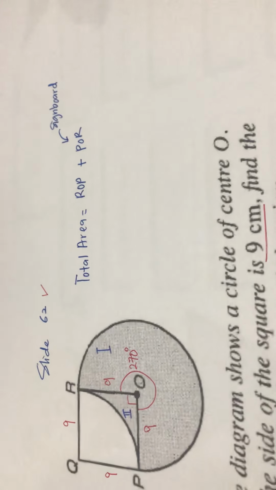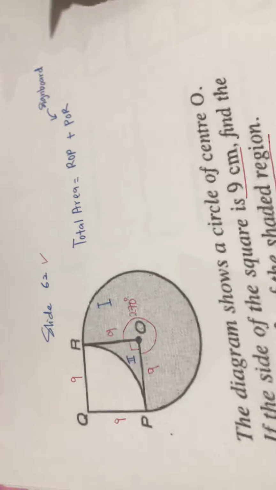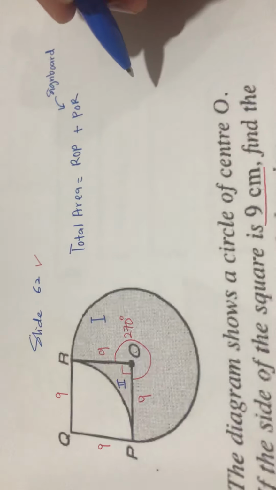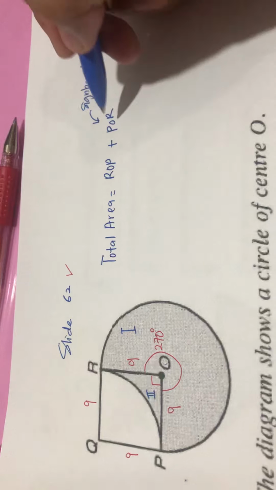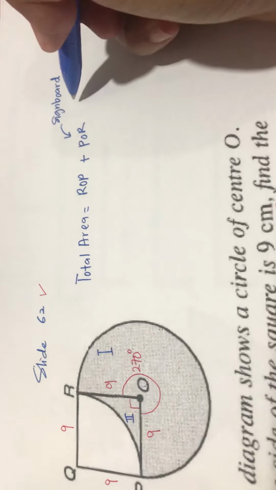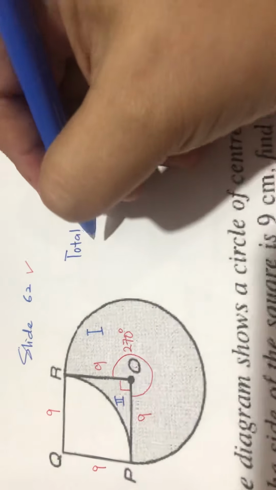Kenapa kena ada signboard? Supaya awak tak lost. Bila awak tak lost nanti, at the end, awak tak tahu apa yang awak nak cari. That's why you have to get the signboard first. Okay, so kita dah tahu signboard kita. So, kita cari ROP dulu.